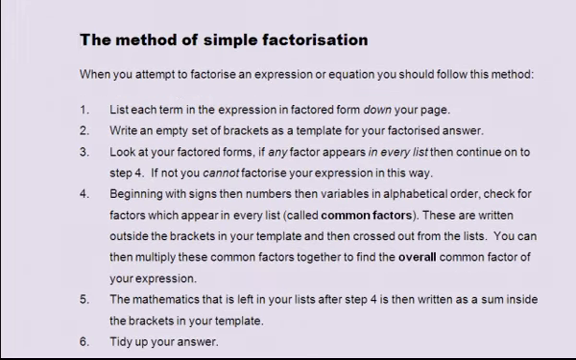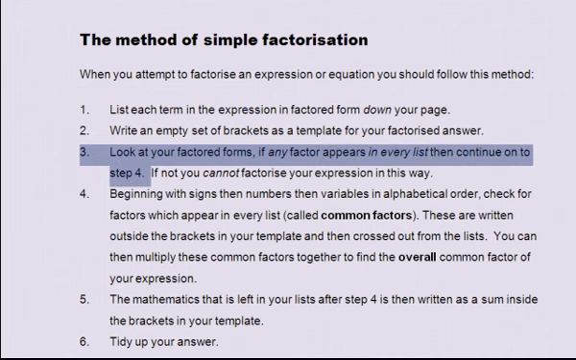The method of simple factorisation. When you attempt to factorise an expression or equation, you should follow this method. Step 1. List each term in the expression in factored form down your page. Step 2. Write an empty set of brackets as a template for your factorised answer. Step 3. Look at your factored forms. If any factor appears in every list, then continue on to step 4. If not, you cannot factorise your expression in this way.